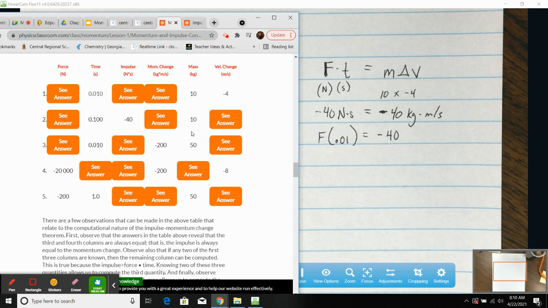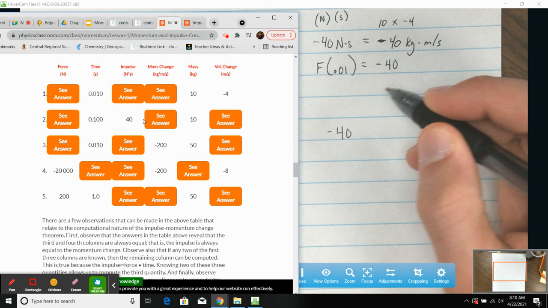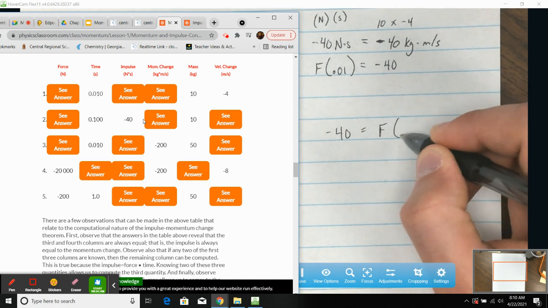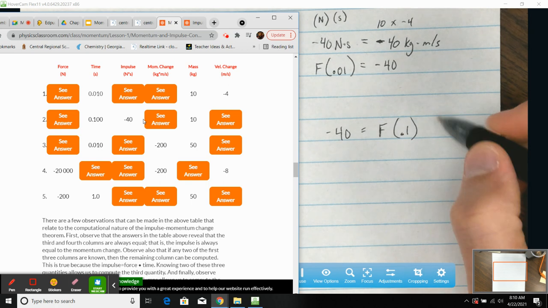So, after looking at that pattern, number 2: I know what the time is. I can see what the impulse is. Here it's negative 40, and I have mass, but I don't know everything else. So, what can I figure out? If impulse here is negative 40, I don't know what the force is, but I do know that time is 0.1. How can I figure that out?